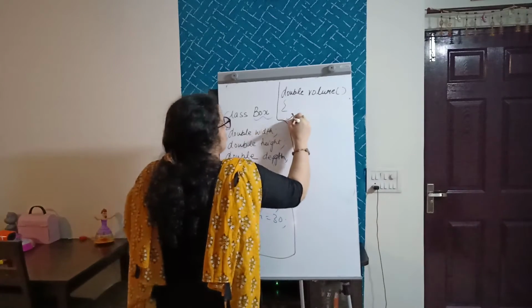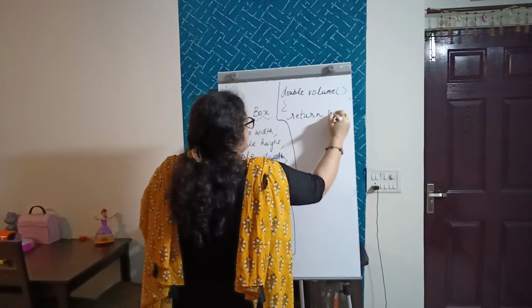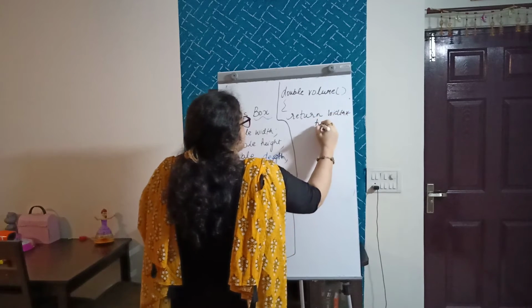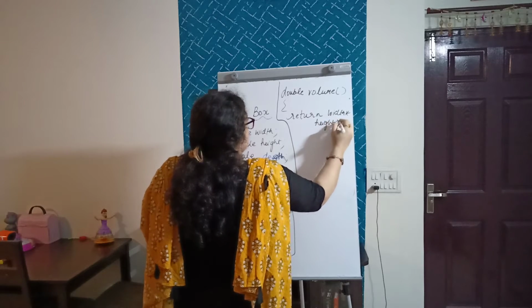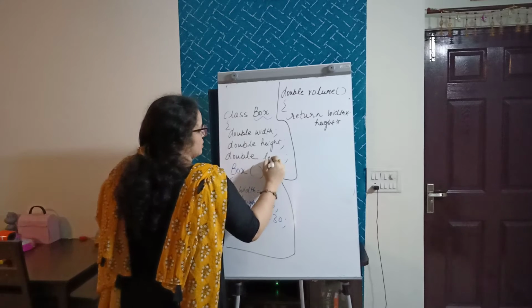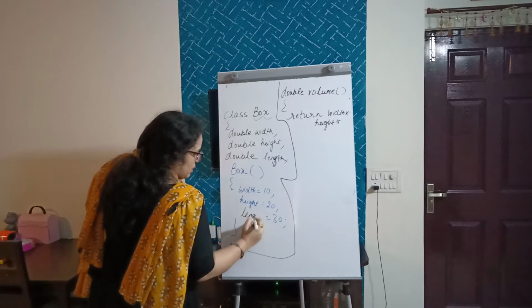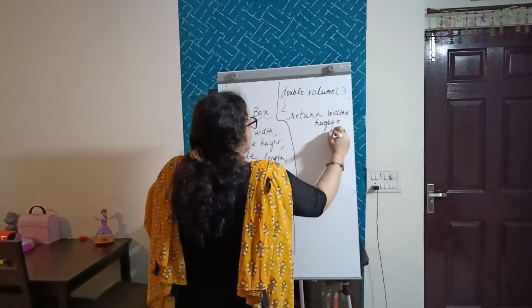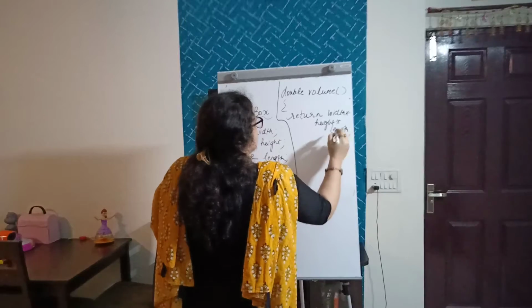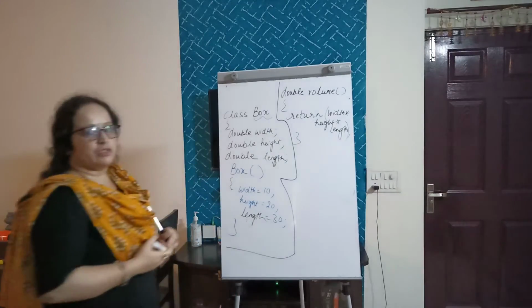So double volume. What does this method do? Since it is returning a value, within this will come return width into height into length. Sorry, depth and length are the same thing. Width into height into length. So we are returning this width into height into length. This method is returning this value.